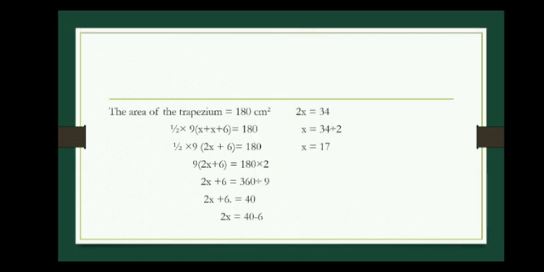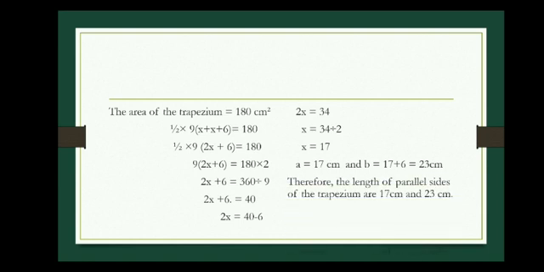So x is equal to 17. We have taken one of the parallel sides as a is equal to x centimeter, right? So a is equal to 17 centimeter, b is equal to 17 plus 6, that is 23 centimeter. So the length of the parallel sides of the trapezium are 17 centimeter and 23 centimeter.